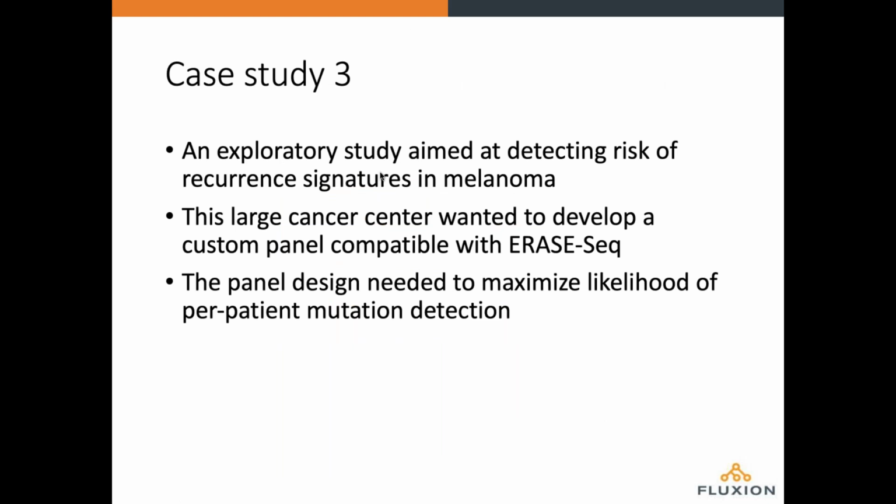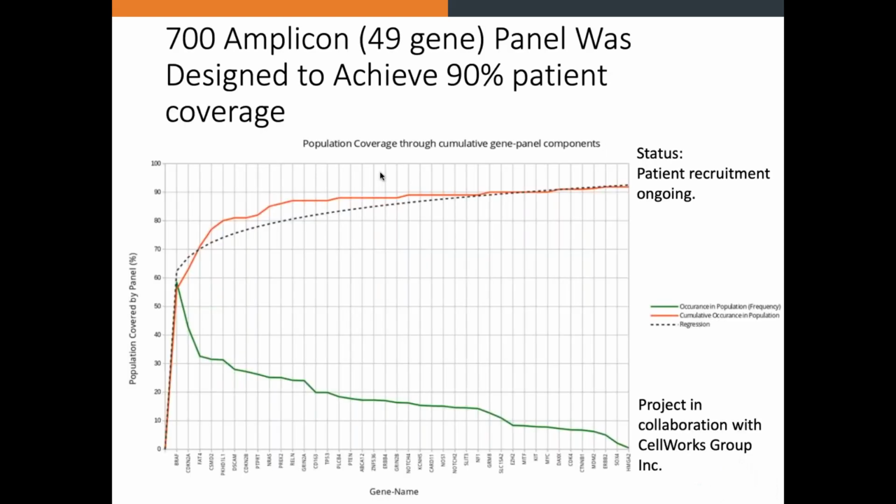And then I'd like to finally talk about a third case that's still ongoing. That's an exploratory study aimed at detecting recurrence signatures in melanoma. The challenge here was that they wanted to adopt our technology, and that necessitated a new panel design. Here we were working with a collaborator called CellWorks Group. What we do here, and what we would do for similar projects, is to de novo design a new panel. In this case, we designed a 700 amplicon panel covering 49 genes.